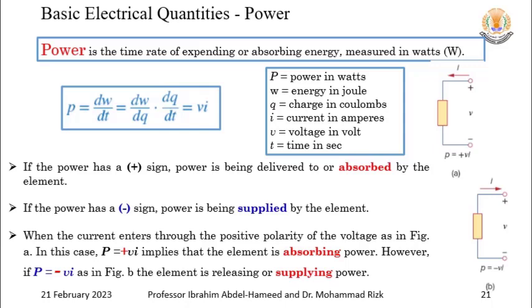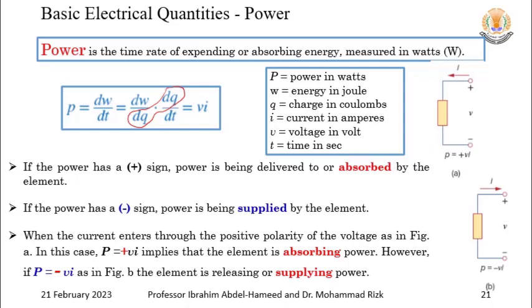This means we multiply the numerator and the denominator by dq. So what is the result? dW over dq, work done per unit charge, is called voltage, and dq over dt is called current. So power is equal to the product of V times I.